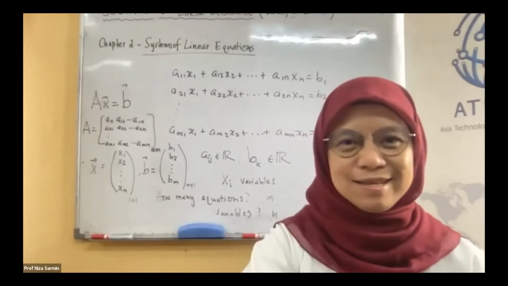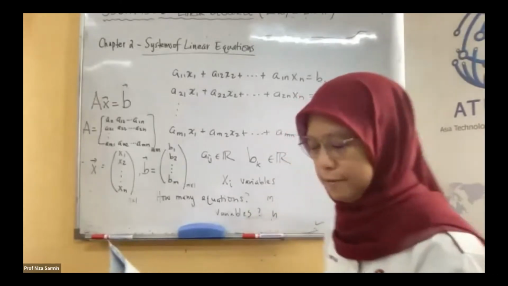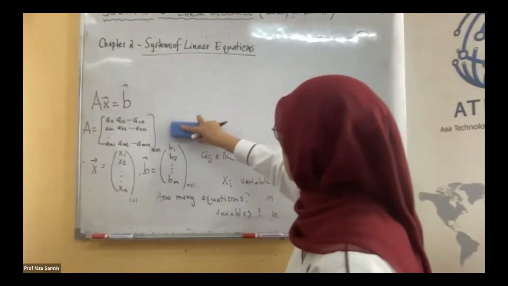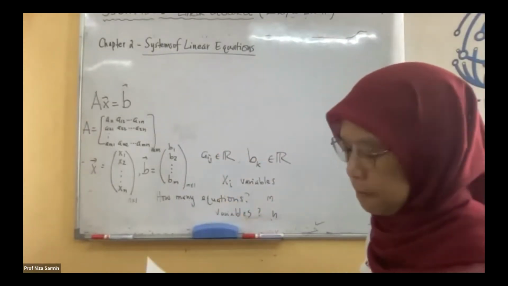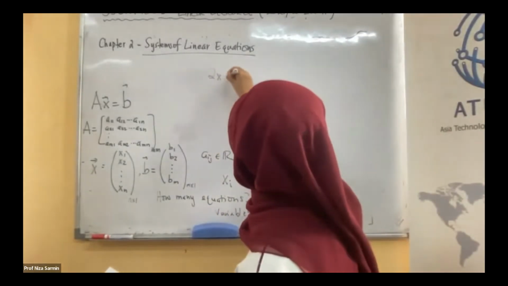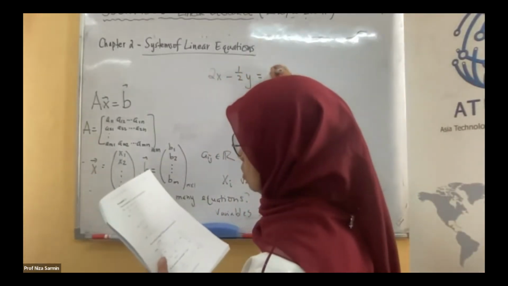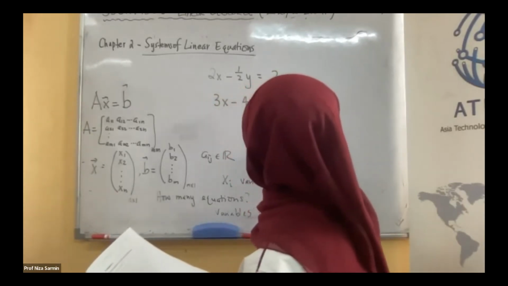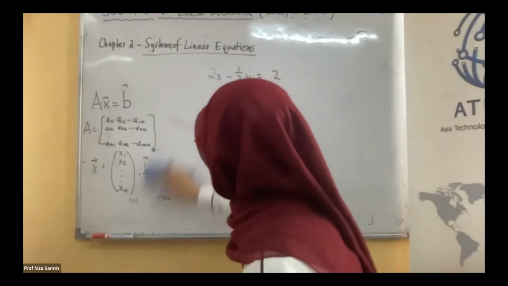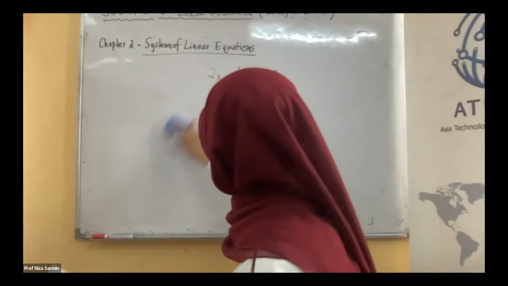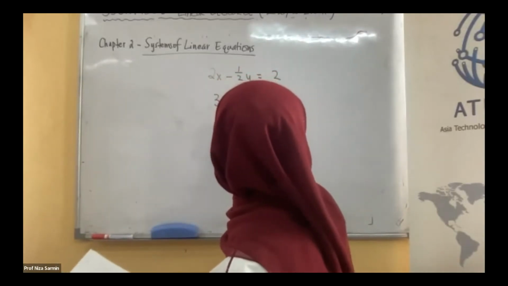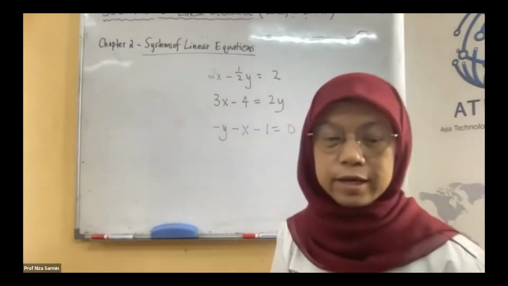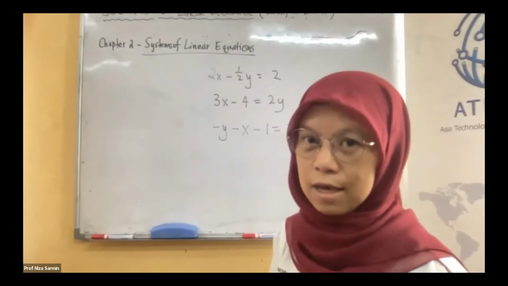Good, it is okay. Now examples, yeah? So I give some examples. You write the system of linear equations: 2x minus half y equal to 3x minus 4 equal to y, negative y, negative x, minus 1 is 0. Okay, I want you to find the A, the X, and the B.